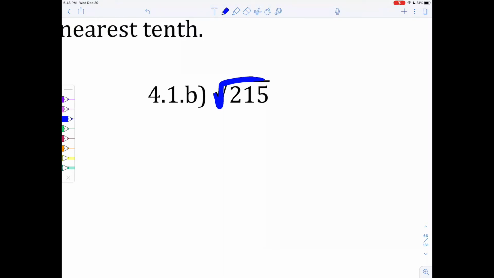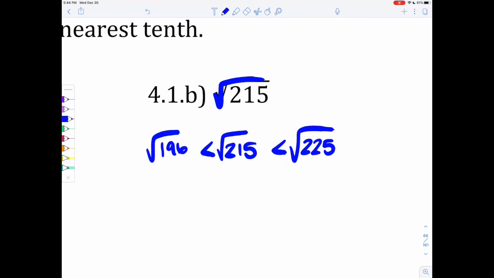Okay, so wonderful. We are back. So we are looking for perfect squares that surround 215. And that would be 196 and 225. And so if I know that 215 is between the two perfect squares 196 and 225, its square root is going to be between those square roots. And the square root of 196 is, of course, 14. And the square root of 225 is, of course, 15.